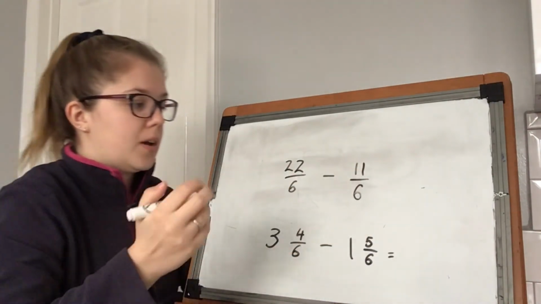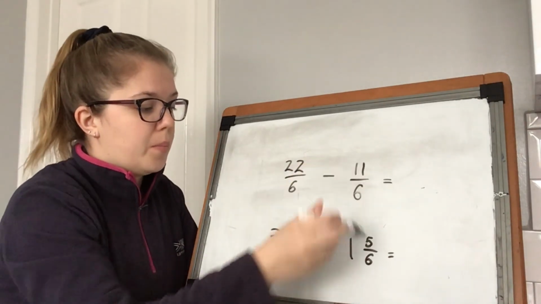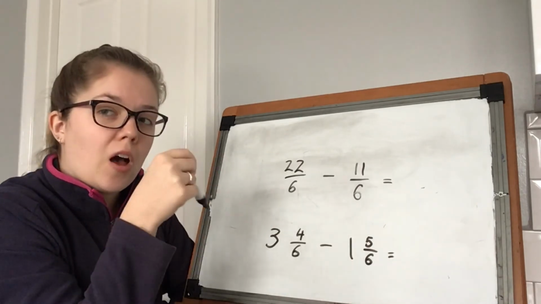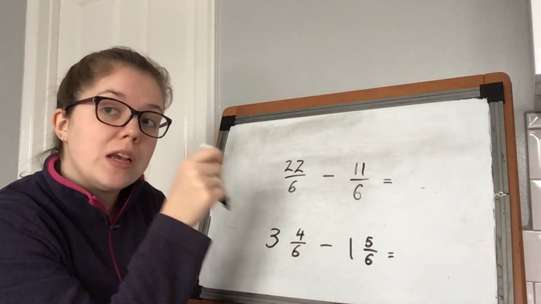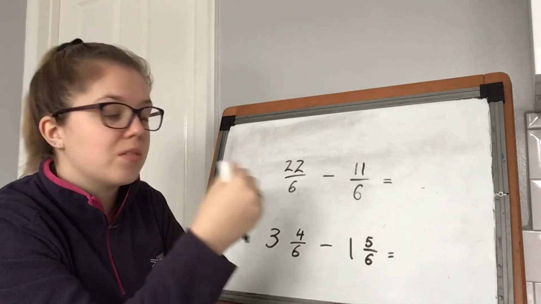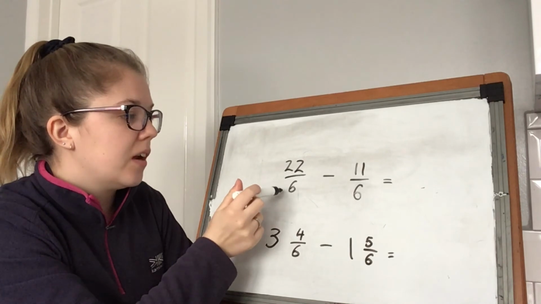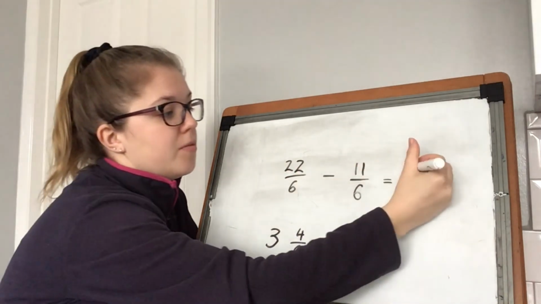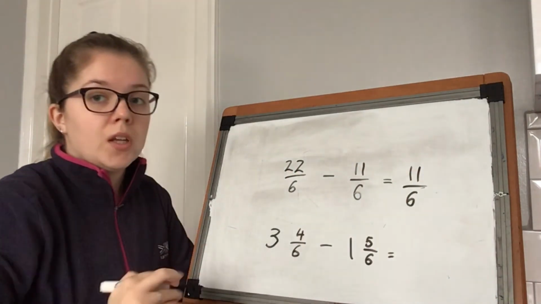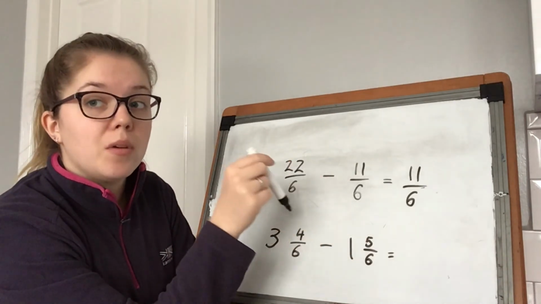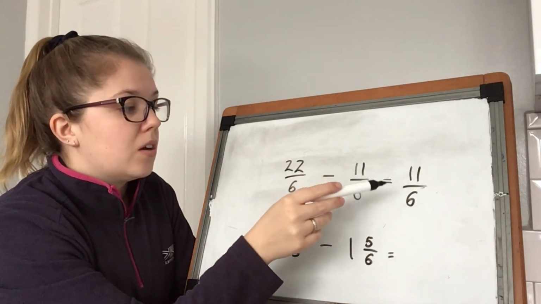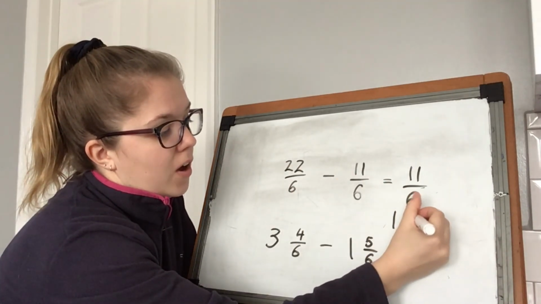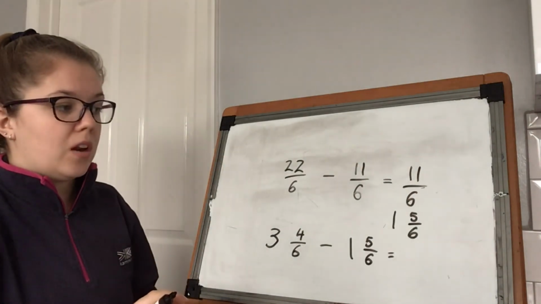So what I'm actually doing, and these are equivalent, remember, but 4 6 take away 5 6 we can't do because there's not enough, and we'd be breaking the whole. So using improper fractions is a lot easier to see how many sixths we've got left. So if I've got 22 sixths, take away 11 sixths, I'm doing 22 take away 11, which I know is going to leave me with 11. Now we can put that improper fraction back into a mixed number for our answer. And so I know I can get one group of 6 with 5 sixths left over, like that.